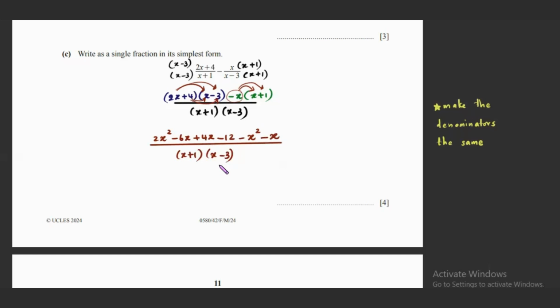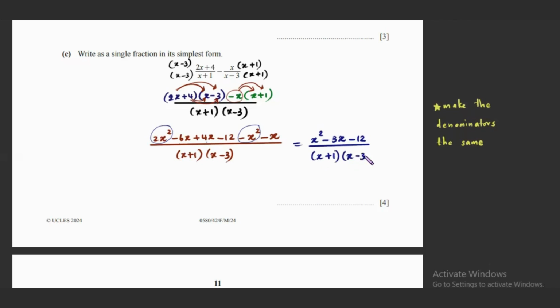Now I need to combine all the like terms. So I have 2x squared minus x squared, that is equal to x squared. Then I have minus 6x plus 4x and minus x. So minus 6x and plus 4x is minus 2x. Minus 2x and minus x is minus 3x. And I have this minus 12, which I'm going to write here. And this is written over the denominator, which is this x plus 1, x minus 3.